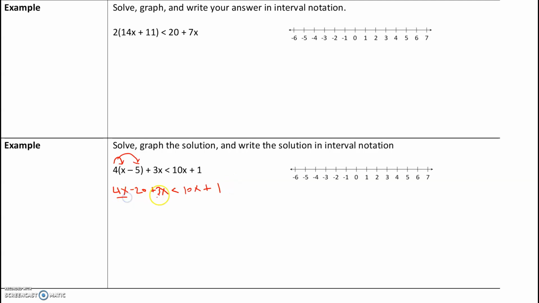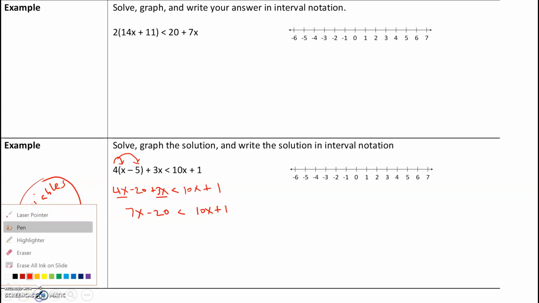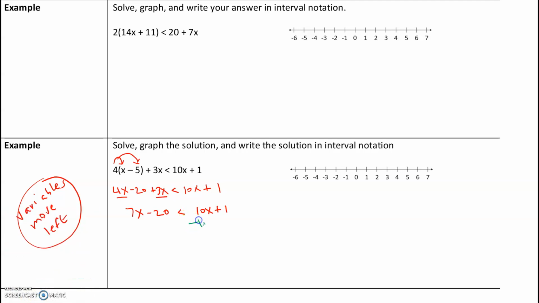So if we combine 4x and 3x, this gives you 7x minus 20, and that is less than 10x plus 1. Now we have to move all the variables to one side. And remember that in inequalities, the variables always move left. In equations, we can move them either side, but for inequalities, the variables always move left. So we are going to subtract 10x from each side.